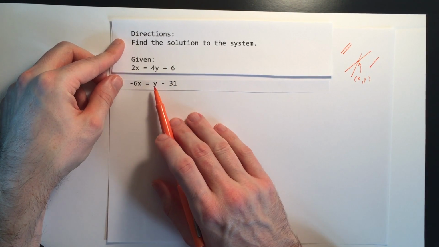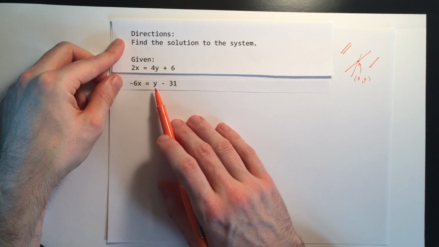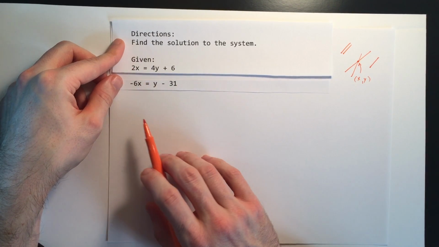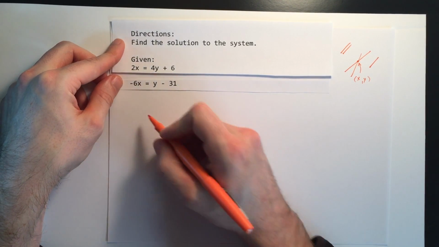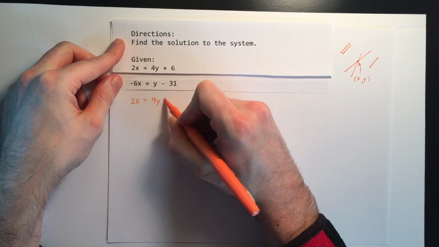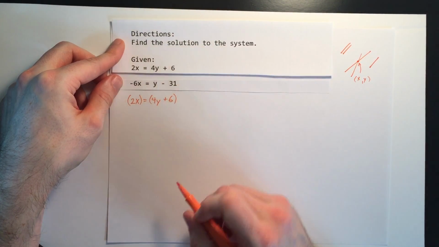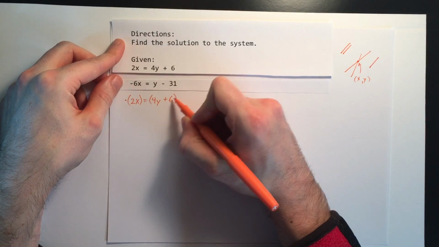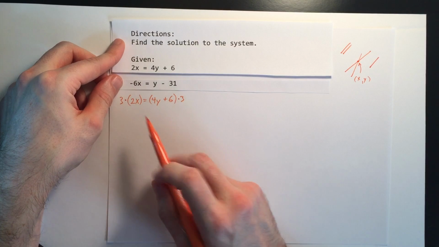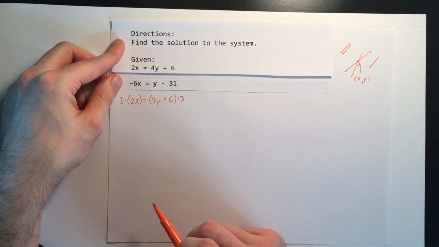it would make 0. Now, I tend to like positive numbers. And so instead of trying to turn a y into a negative 4y, I'm just going to stick with this first one. I'm going to turn the 2x into a positive 6x. So to do that, I'm just going to rewrite 2x equals 4y plus 6. And I'm going to put each side in parentheses, because what I need to do is multiply each side of the equation by 3. And it's 3 because 3 times 2 makes 6, which is going to add to this negative 6x to make 0.